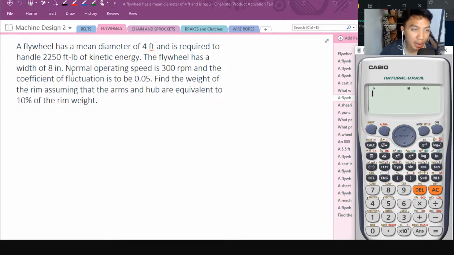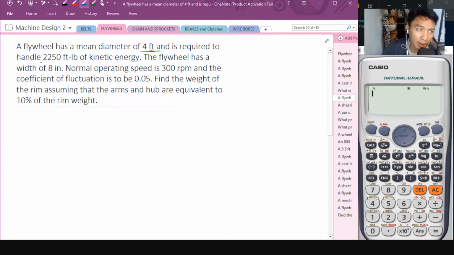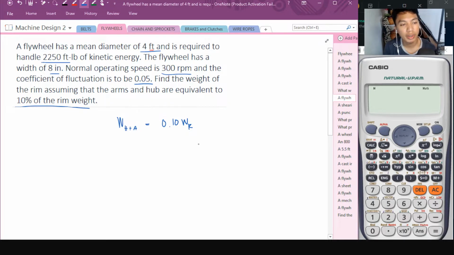A flywheel has a mean diameter of 4 feet. You are given there na 4 feet mean diameter and is required to handle 2,250 foot-pound of kinetic energy. The flywheel has a width of 8 inches. Normal operating speed is at 300 RPM and the coefficient of fluctuation is to be at 0.05. Now you find the weight of the rim assuming that the arms and hub are equivalent to 10% of the weight of the rim. Ibig sabihin, yung weight ng hub and arms mo is equal to 0.10 ng weight of your rim. Yan yung condition niya.